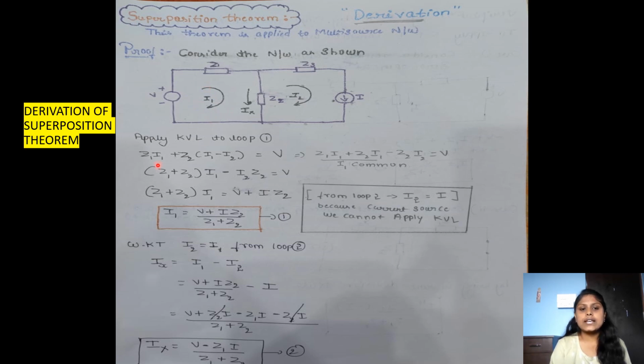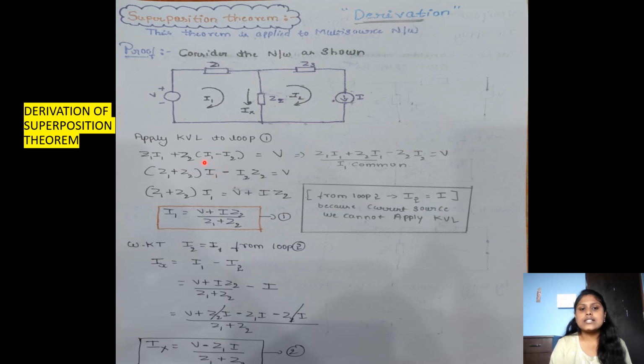After applying KVL we will get Z1 I1 plus Z2 (I1 minus I2). Why have I taken I1 minus I2 here? Because Z2 is common to both I1 and I2. So I1 minus I2 is equal to V. After simplifying it, we will get (Z1 plus Z2) I1 minus I2 Z2 is equal to V.